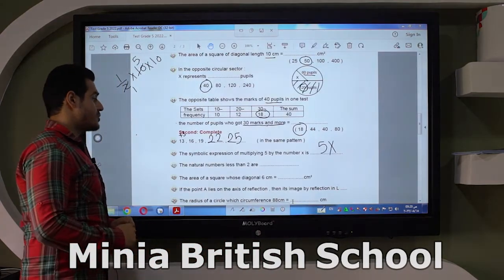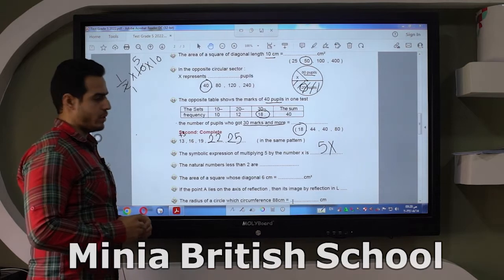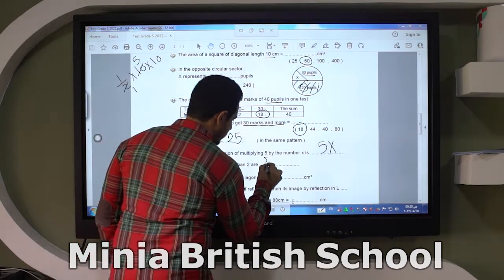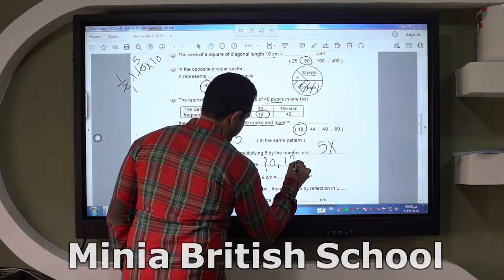17, the natural numbers less than 2. Okay, less than 2 we have 0 and 1.